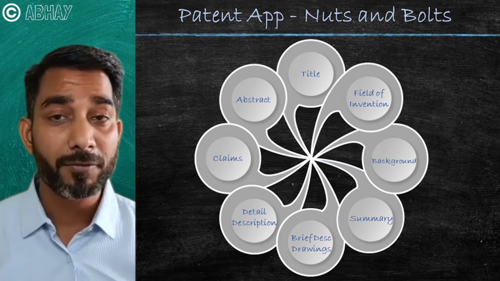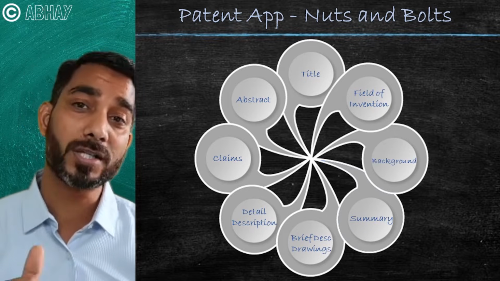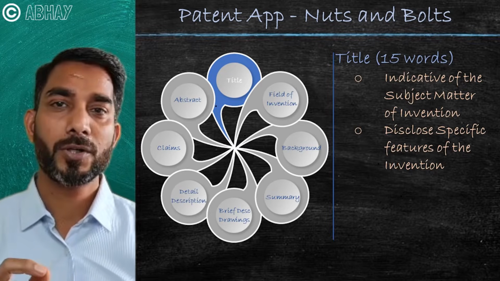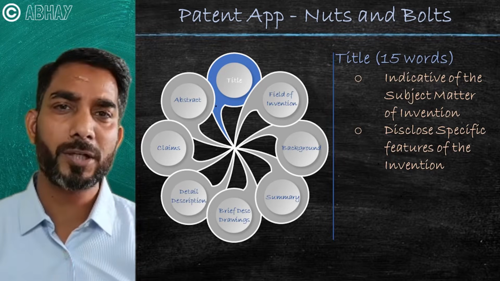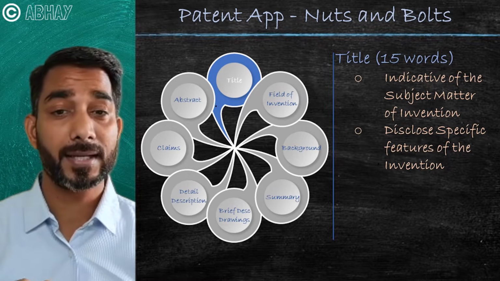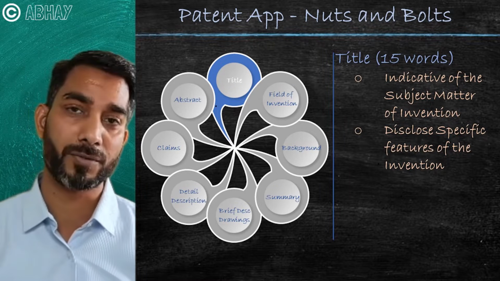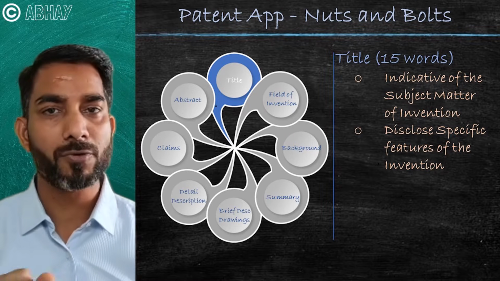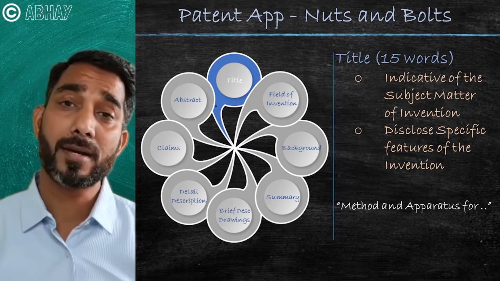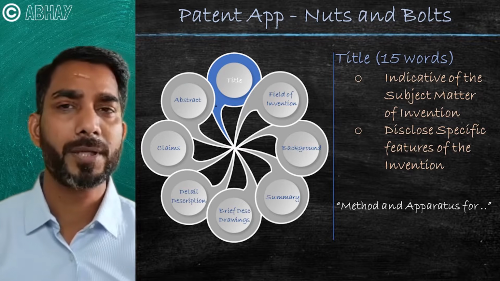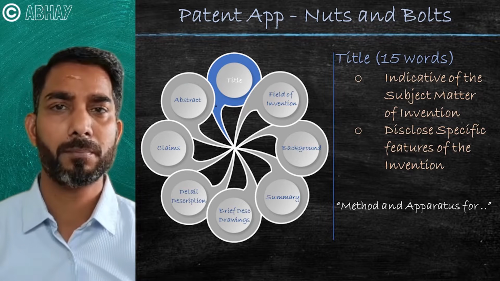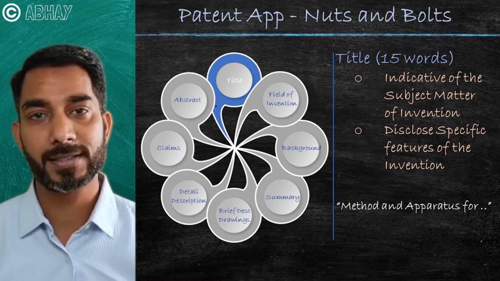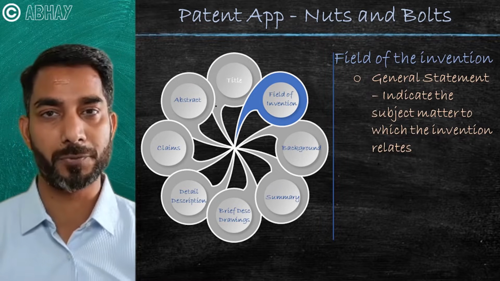So how do we identify what information goes into what section? Let's go over the requirement of these sections. So a title is usually limited to 15 words and is indicative of the subject matter of the invention. It discloses specific feature of the invention. Here is one format for the title. A method and apparatus for. Could be a method and apparatus for managing a database. Could be a title.